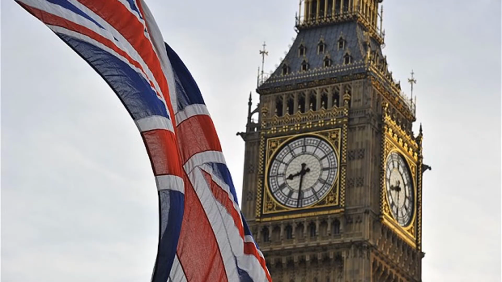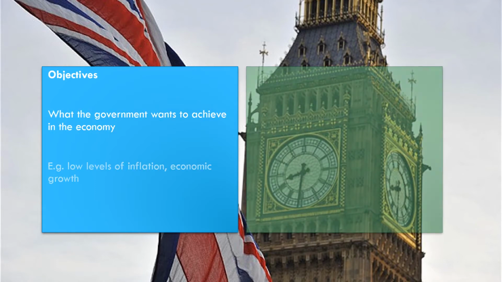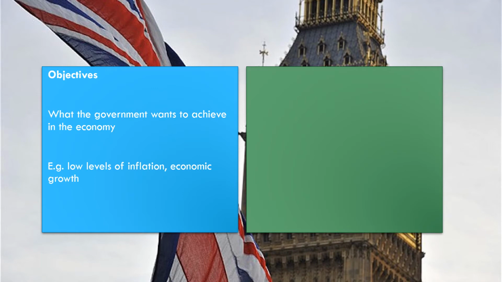So in this section of the course we start to look at the role of government and how the government can influence the economy and what it wants to achieve in terms of economic performance. And what it wants to achieve we describe as being the government's macroeconomic objectives. So for example, it would be low levels of inflation, economic growth, that kind of thing.